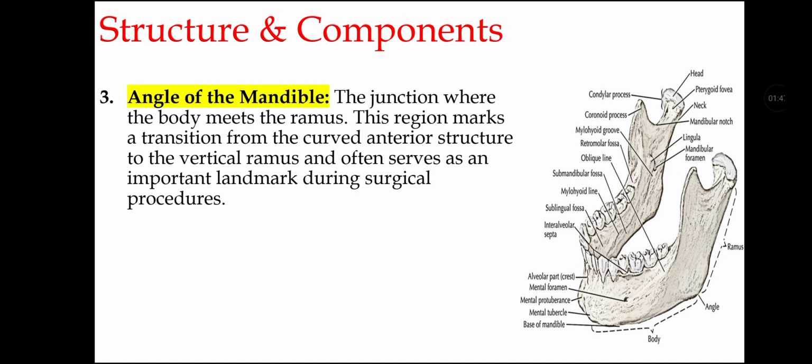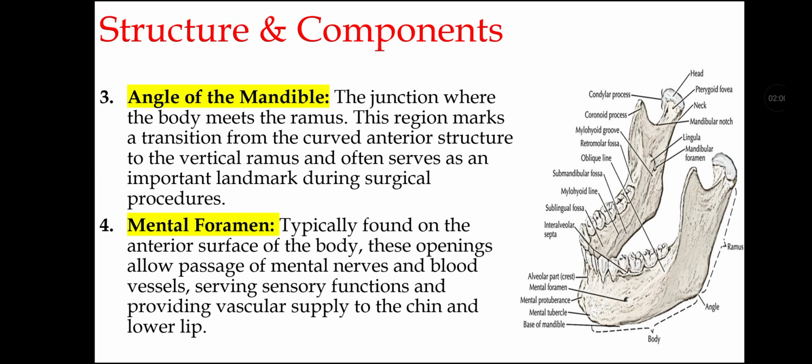Further talking about structure and components, it has the angle of the mandible, that is the junction where the body meets the ramus. This region marks a transition from the curved anterior structure to the vertical ramus and often serves as an important landmark during surgical procedures.